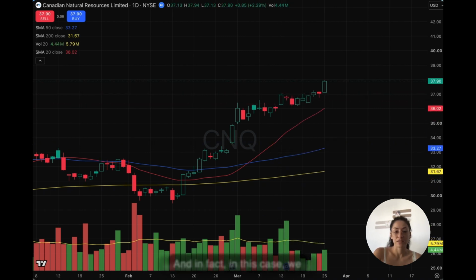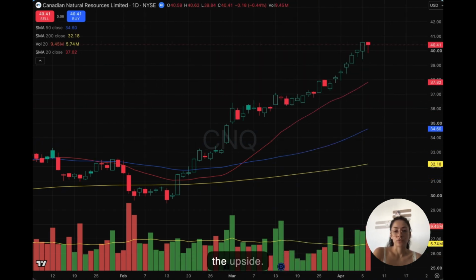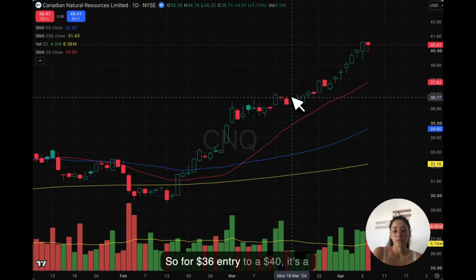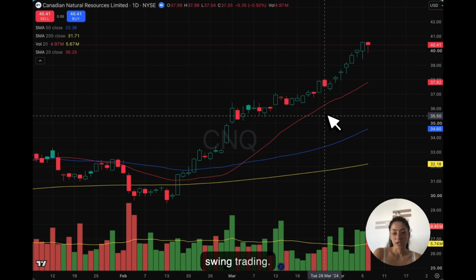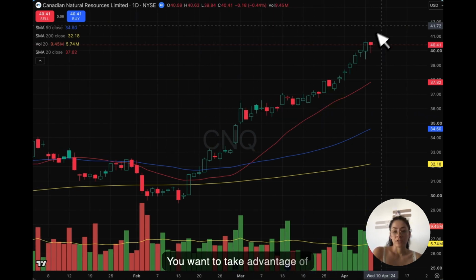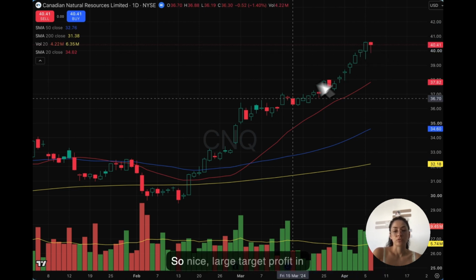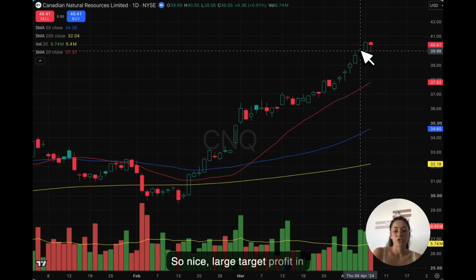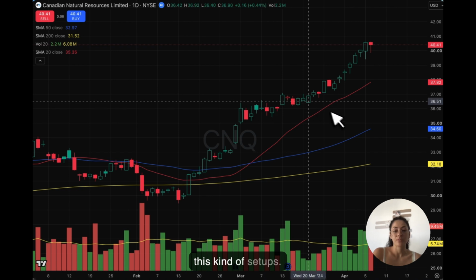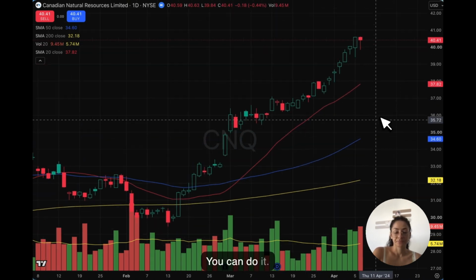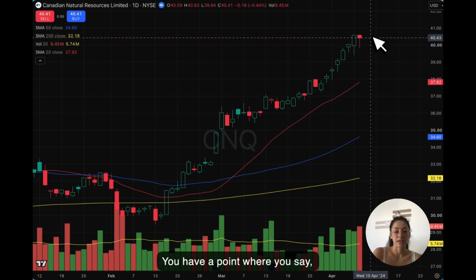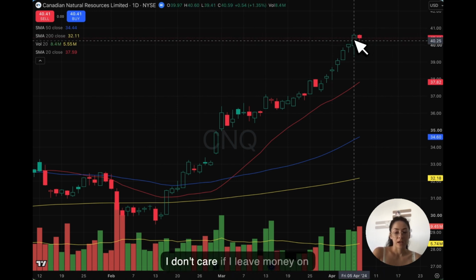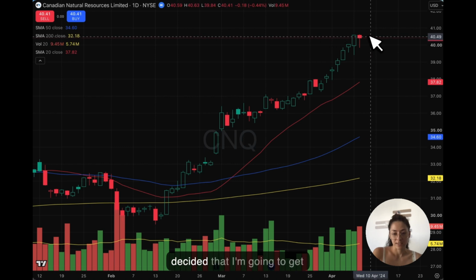And in fact, in this case, we would have a very nice move to the upside. So from $36 entry to a $40, it's a nice starting profit, especially if you're swing trading. So here we're talking about swing trading. We want to take advantage of the swings. So nice, large target profit in this kind of setups. You can do it. Just make sure that you have an exit. You have a point where you say, okay, this is my target profit. I don't care if I leave money on the table, but that's where I decide I'm going to get out.